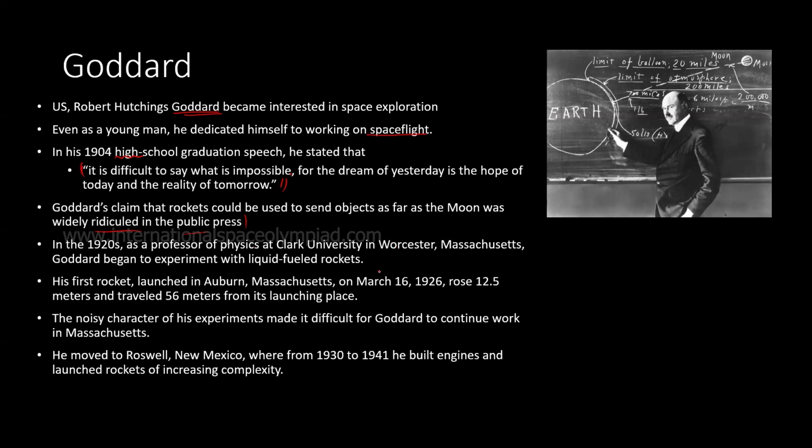Then he was a professor, and later he designed a rocket, and his first rocket launched in Auburn, Massachusetts on March 16, 1926. It was 12.5 meters high. It's actually not that high, but even that beginning used a rocket, and the technology is there. The noisy character of his experiments made it difficult for Goddard to continue work in Massachusetts. He moved to Roswell, New Mexico, where from 1930 to 1941 he built engines and launched rockets of increasing complexity.